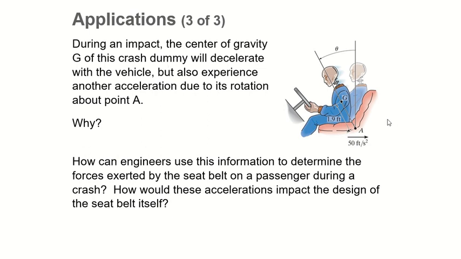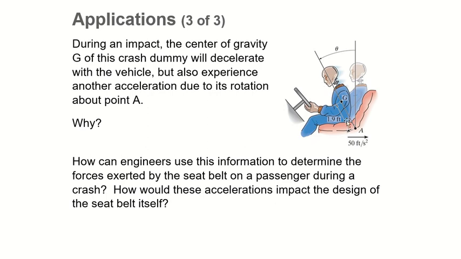Okay, application. So we have an impact. Since you collide, you're going to move in this direction towards the windshield right there in your car, of course. Then you also experience another acceleration due to its rotation about the point A right here. Because rotation means you're moving that way. That's why sometimes you have an airbag right here to support your face, so you won't get hit.